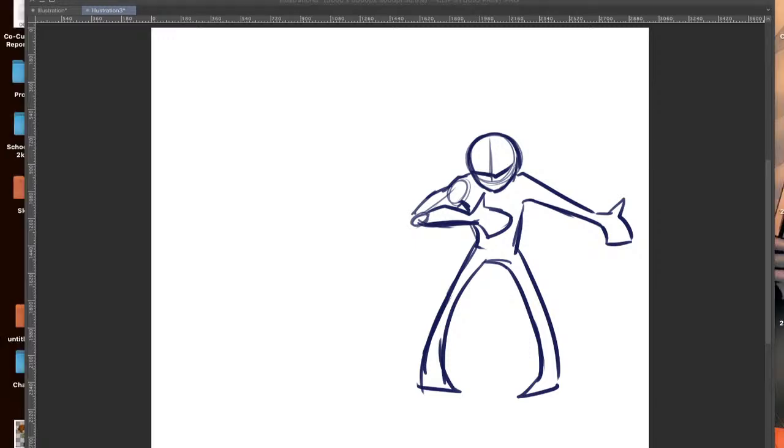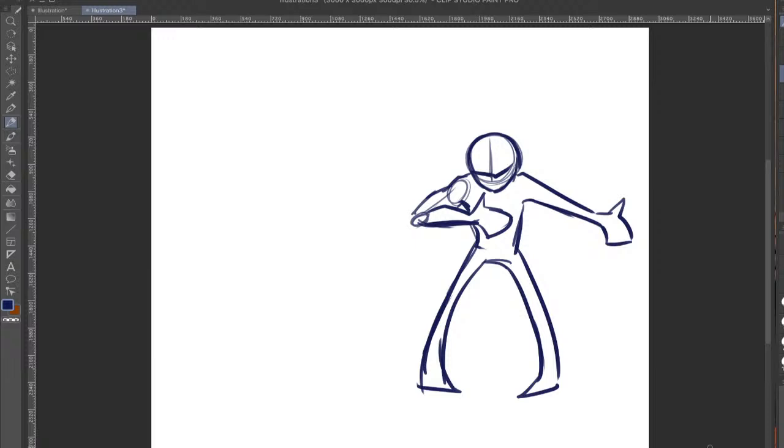My mind is blanking so much today. It's one of those Mondays. It really is. I'm kind of hoping I'm going to be feeling better tomorrow. Oh, it's definitely a Kai pose. I think I've drawn him in this exact pose before.